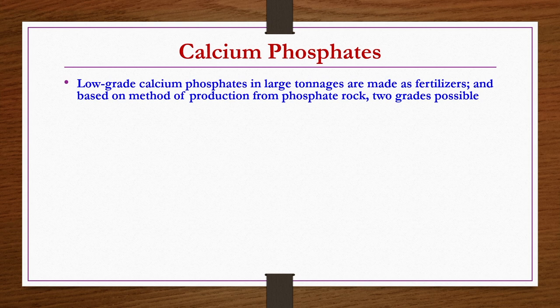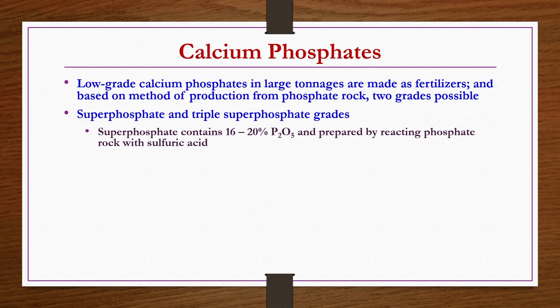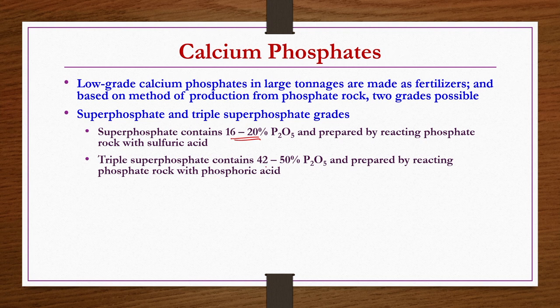Actually, they differ not only by the acid that has been used for the reaction with phosphate rock, but also with what is the percentage of P2O5 that is present in these phosphates. So, superphosphate and triple superphosphate are two grades possible. Superphosphate contains 16% to 20% of P2O5 and is prepared by reacting phosphate rock with sulfuric acid, whereas the triple superphosphate contains 40% to 50% P2O5, which is very high, and it is prepared by reacting phosphate rock with phosphoric acid.